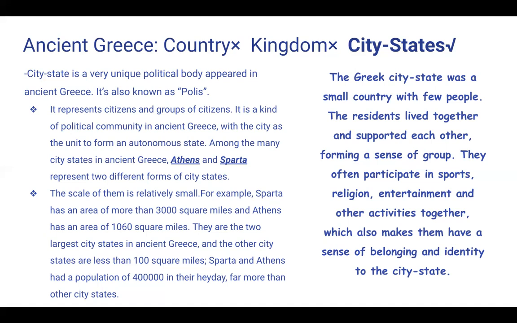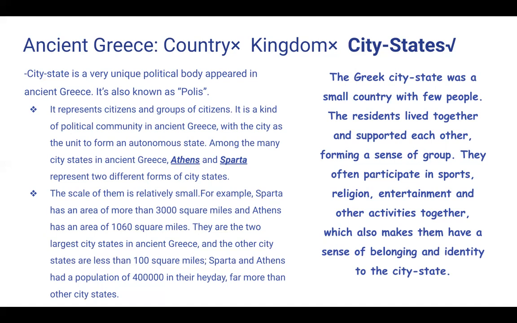What is called heyday? Heyday means a period of time when some people or some country are at their strongest point, which is called their heyday. So in their heyday, their population was far more than other city-states. So the Greek city-state was a small country with few people, and that is also its special characteristic.